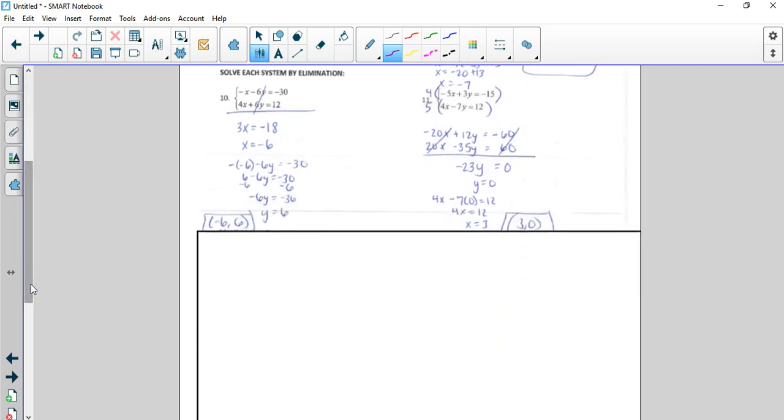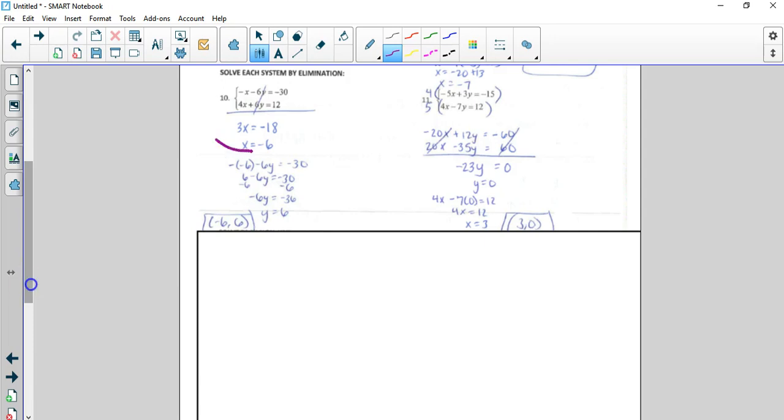All right, elimination. Now, number 10 would actually be easy to do for substitution. You just have to swap the -x to the right side, -30 to the left side, and get x equals 30 minus 6y and plop that in there. That'd be an easy one to do. But you already have 6y and -6y, which means it's ready to eliminate the y's. You just add straight down, the y's cancel. You get 3x equals -18. Please pay attention to the signs. Get x is -6.